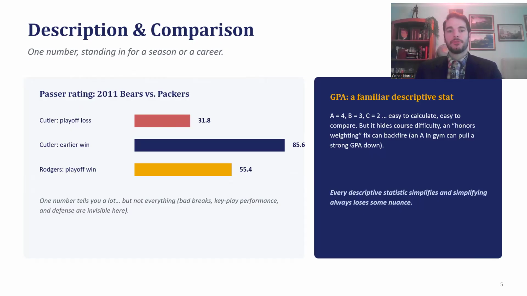But yeah, so think about GPA and the honors weighting. This might have been something you dealt with way, way back in high school. So it's easy to compare when all the courses are the same, but once you start weighting the courses differently, you can end up with something different. In an extreme case, an A in a class like a gym class can pull a strong GPA down because you get those extra points for the honors. So it makes the comparisons really difficult. The same thing with the passer ratings.